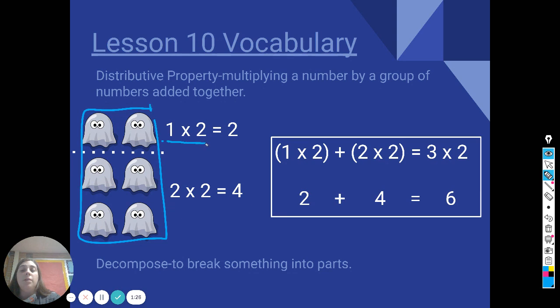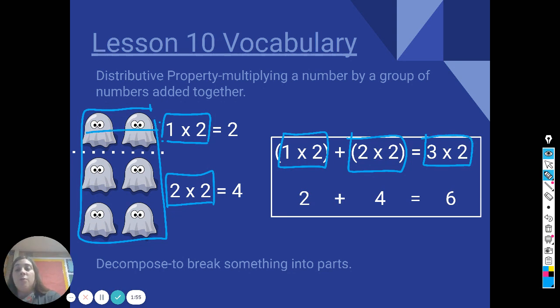The first part we figured out was one row of 2, and that equaled 2 ghosts. The bottom part is 2 rows of 2, and that equals 4 ghosts, because we can skip count by 2s. Now what I did is I took that equation, and I'm adding it to this equation. Okay, so I'm adding my top part and my bottom part together to figure out how many 3 rows of ghosts equal, because all together I have 1, 2, 3 rows of ghosts.